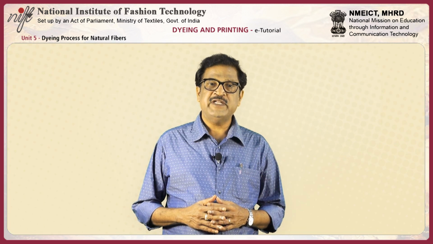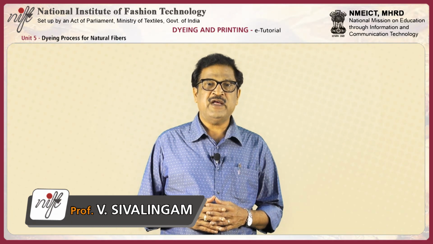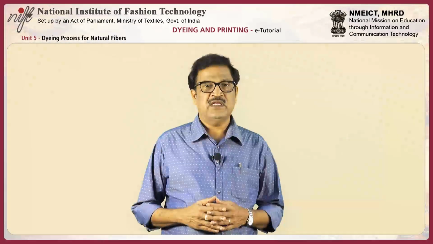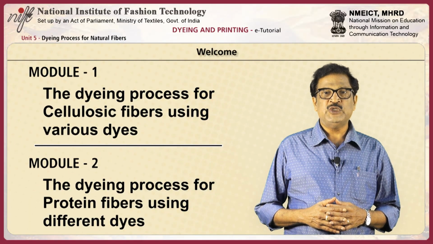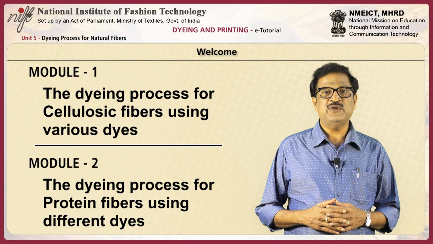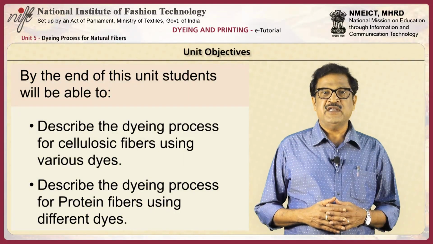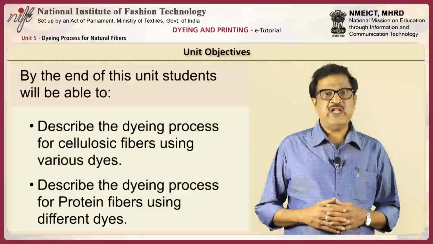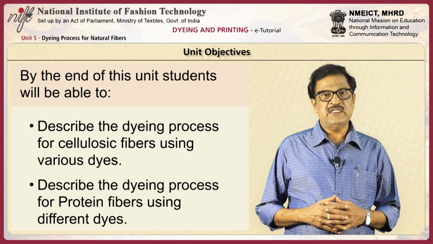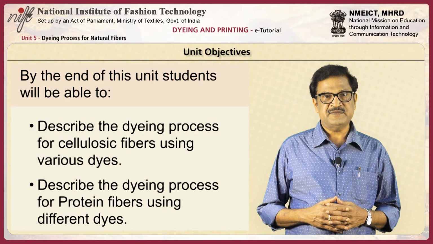Welcome to the unit Dyeing Process for Natural Fibers. In this unit, you will gain an understanding of the dyeing process for cellulosic and protein fibers. This unit comprises two modules and a final review section that invites you to reflect on what you have learned. By the end of this unit, students will be able to describe the dyeing process for cellulosic fibers using various dyes, and describe the dyeing process for protein fibers using different kinds of dyes.